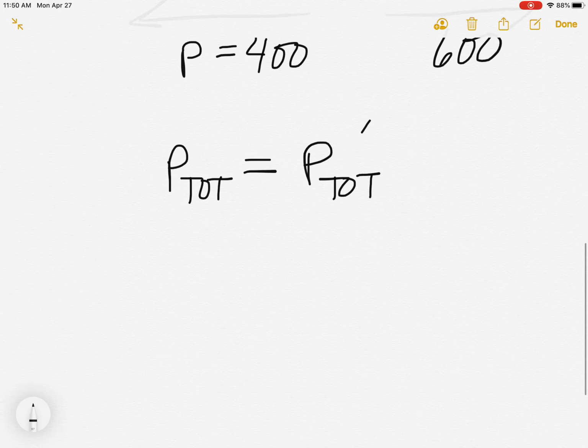Now, here's what we have to work out. The total momentum before equals the total momentum after. This is always the case. And before, it's pretty easy. We have the momentum of the mailman and the momentum of the victim. But what do we have after? Well, after, we have also a mailman and a victim.